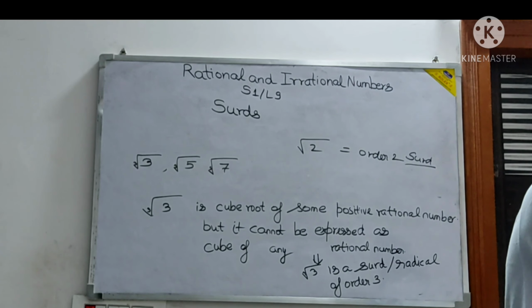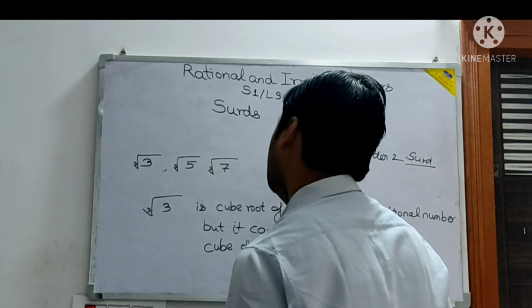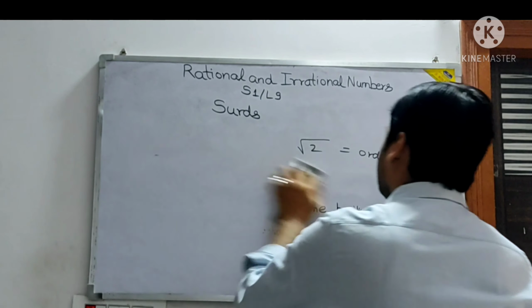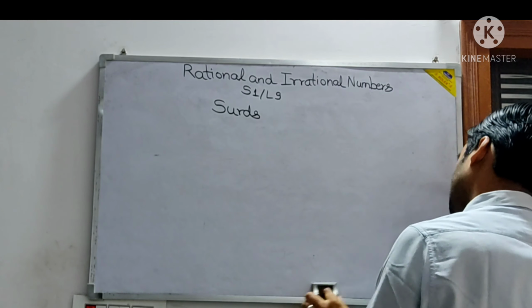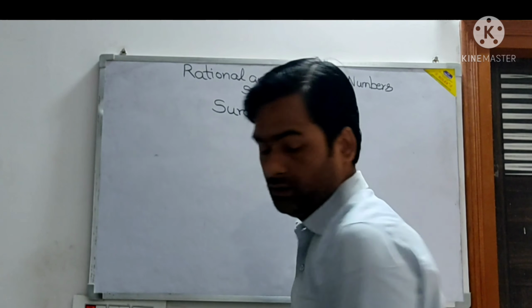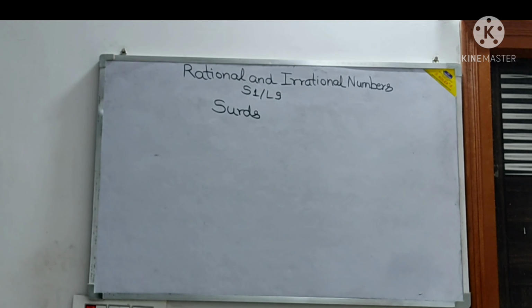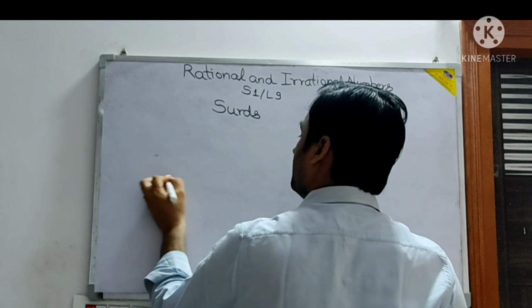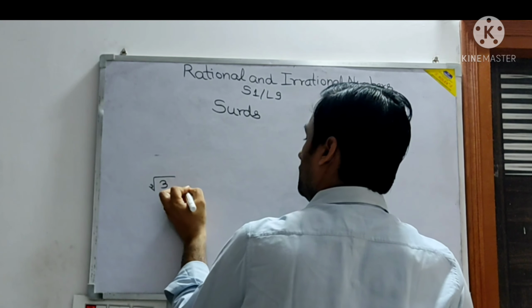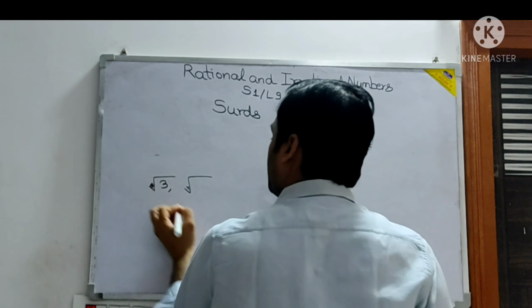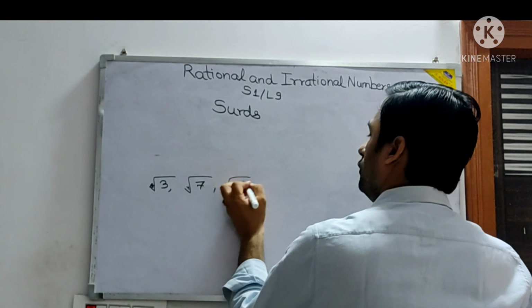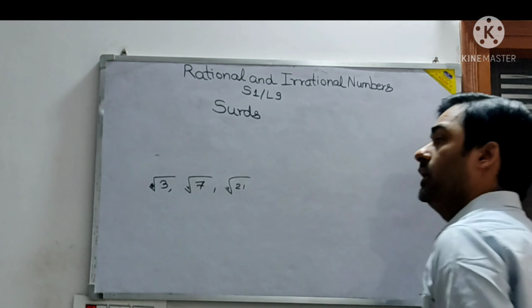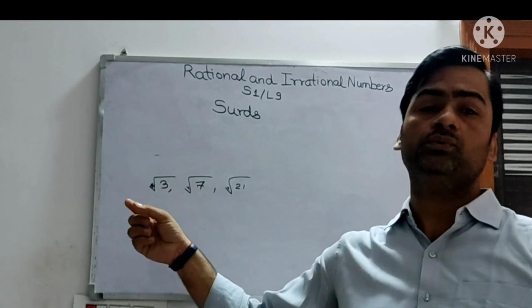So I hope now things are clear to you. Similarly, if we are talking about fourth root, that also is a surd only. For which order? Fourth root. I'm giving example of this thing also. Now, fourth root. So if I write fourth root of 3, fourth root of 7, fourth root of 21.